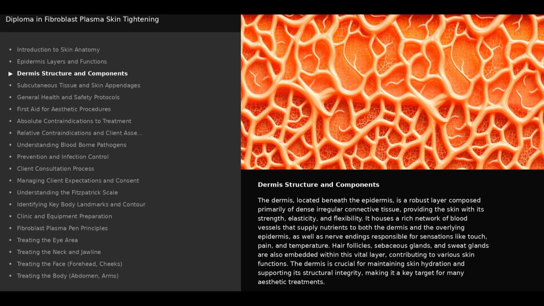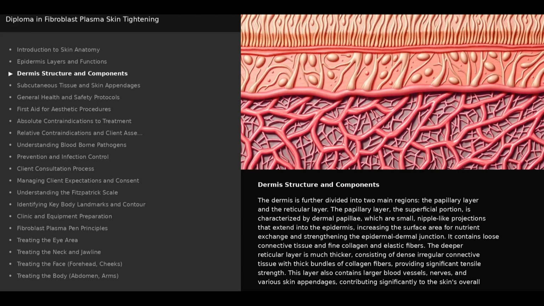Dermis structure and components. The dermis, located beneath the epidermis, is a robust layer composed primarily of dense, irregular connective tissue, providing the skin with its strength, elasticity, and flexibility. It houses a rich network of blood vessels that supply nutrients to both the dermis and the overlying epidermis, as well as nerve endings responsible for sensations like touch, pain, and temperature. Hair follicles, sebaceous glands, and sweat glands are also embedded within this vital layer, contributing to various skin functions. The dermis is crucial for maintaining skin hydration and supporting its structural integrity, making it a key target for many aesthetic treatments.